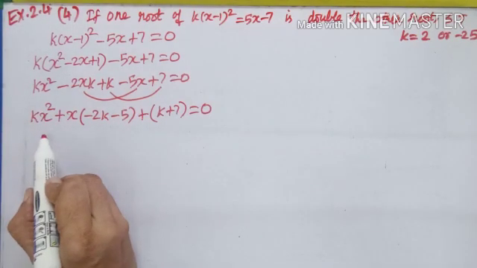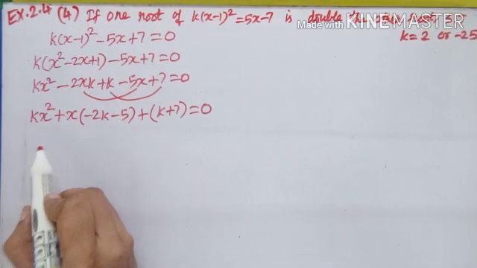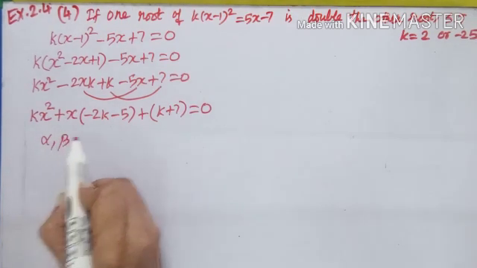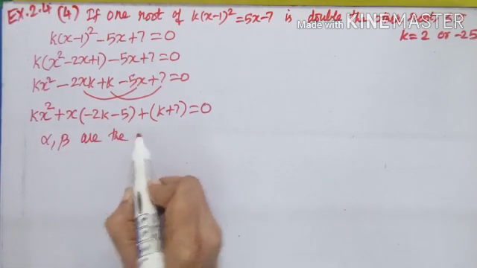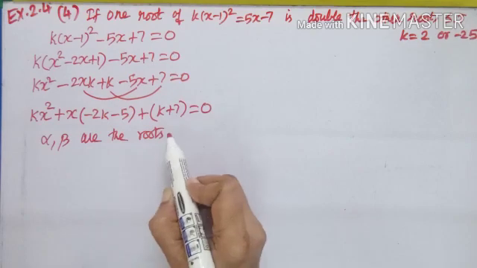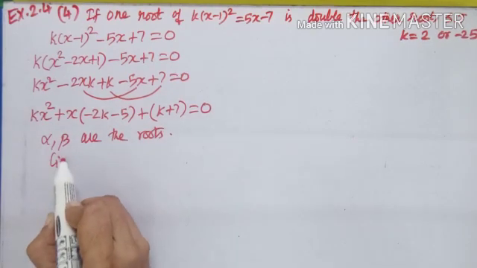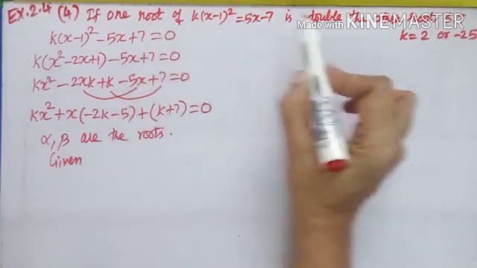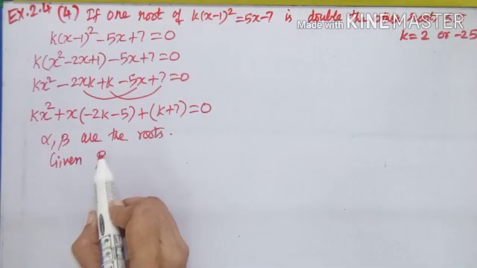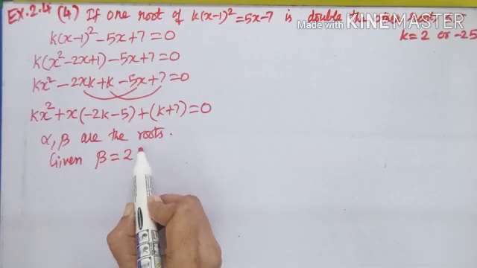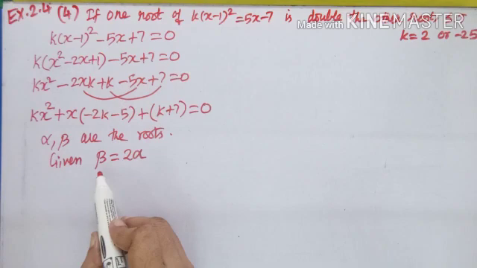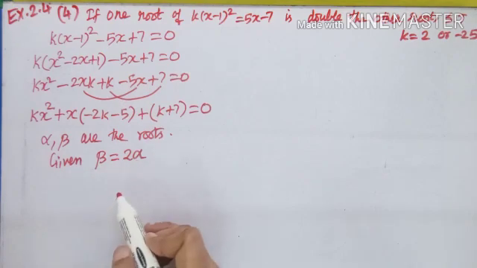Now what is the root? Alpha comma beta are the roots of this, let me say. Given one root is double the other. Beta equal to 2 times alpha. So this only we call one root is double the other.